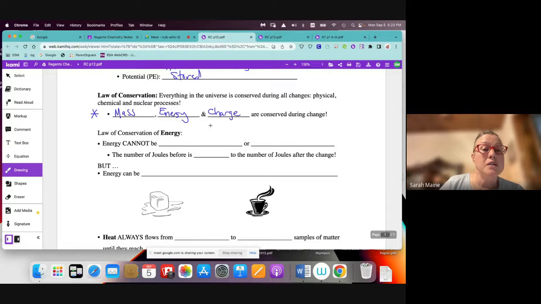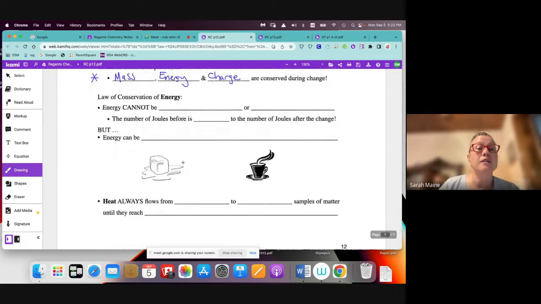Specifically, the law of conservation of energy simply states that energy cannot be created or destroyed during a chemical reaction. So we can't make more energy out of nothing, and nor can we make the energy disappear out of the universe. The number of joules before the change is absolutely equal to the number of joules after the change. The differences in the energy is what happens to the energy during the change.